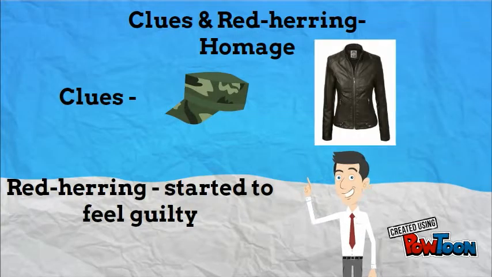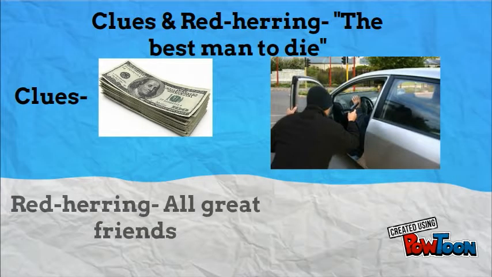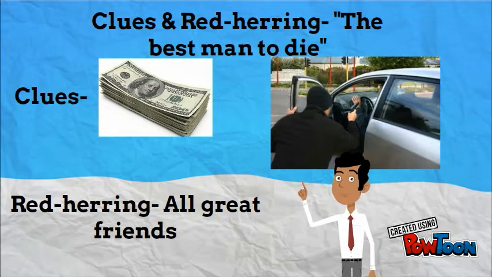Red herring is something that misleads or distracts from a relevant or important issue. Red herring is evident in Homage when the assassin feels guilty because you wouldn't think she would feel guilty. The clues in The Best Man to Die are the amount of money the victim was making on his little paid job as a lorry driver, and the fact he was being carjacked 3 times a week. In The Best Man to Die, red herring is the fact that they were all great friends and wouldn't kill each other.